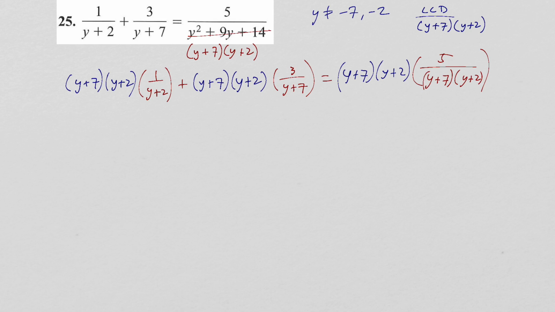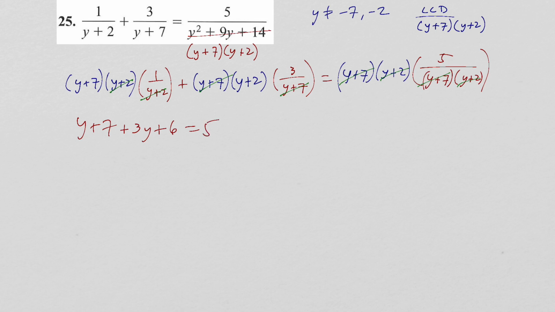And then I'm going to cancel. Y plus 2 cancels, and I'll have 1 distributing into this, which is just y plus 7. Then I'll cancel over here. Y plus 7 cancels, and then I'll have a 3 distributing into this, and I'll get a positive 3y plus 6 equals, and then everything cancels, so we're left with 5.